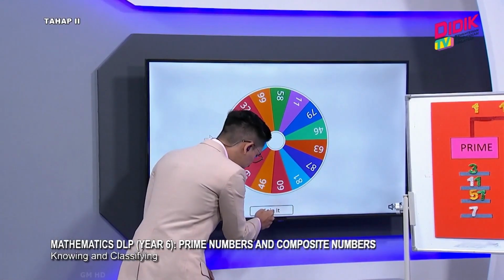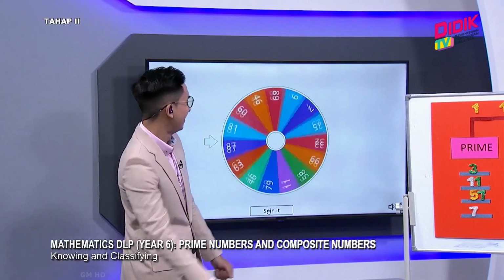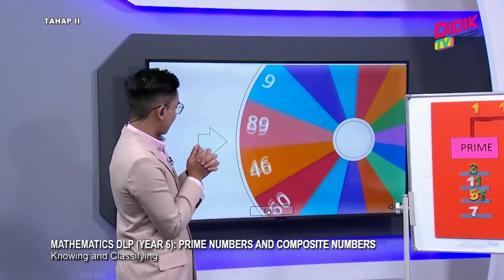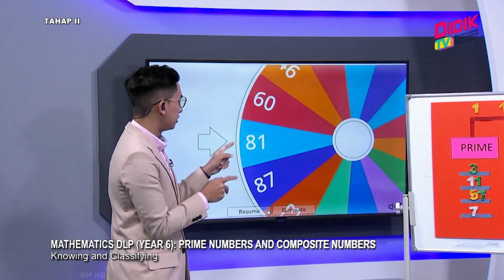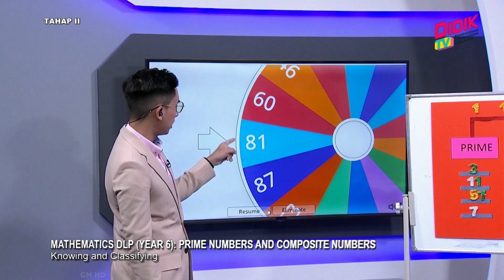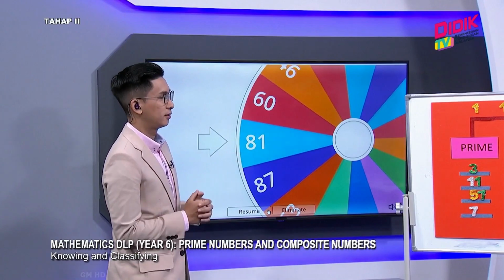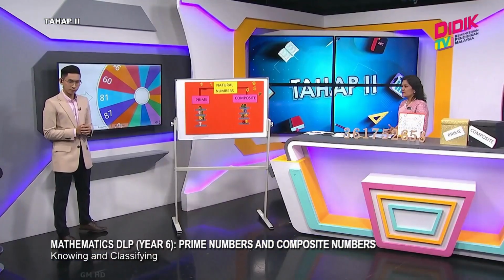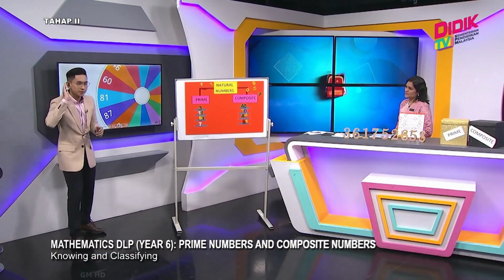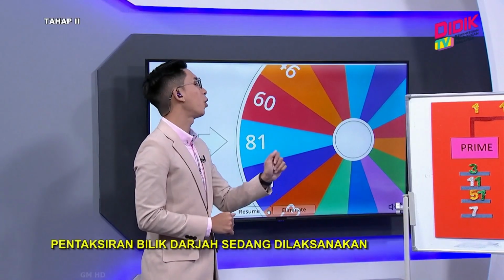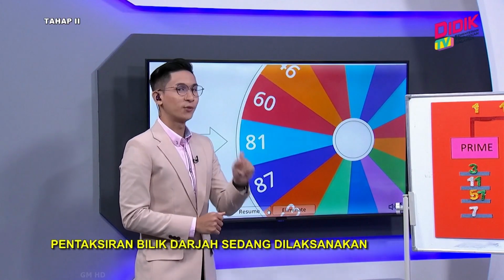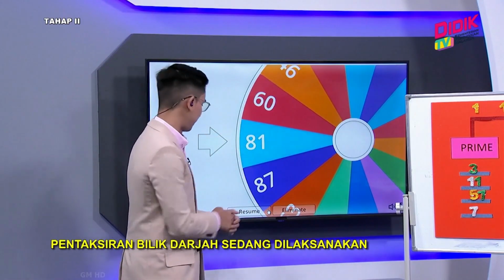1, 2, 3. You see what lucky number you get now. Okay, teacher, the number that we got is 81. So, you have to tell the viewers out there, is 81 composite or prime? The answer is 81 is a composite number, teacher. Yes, you are right. It has more than two factors. Okay, so move on.